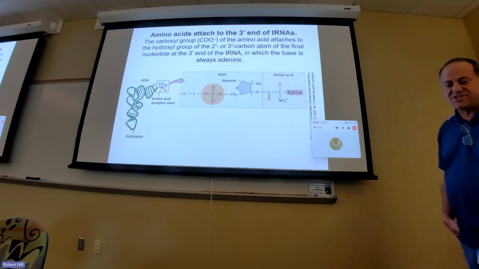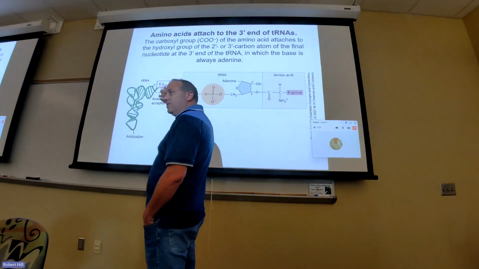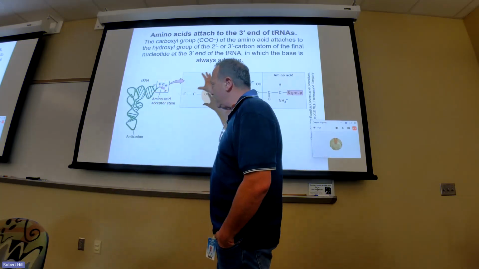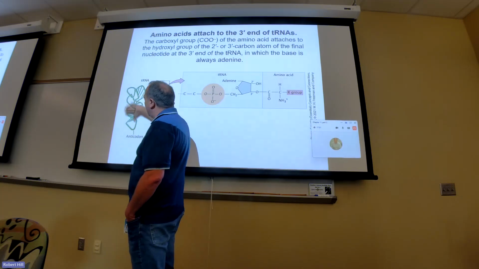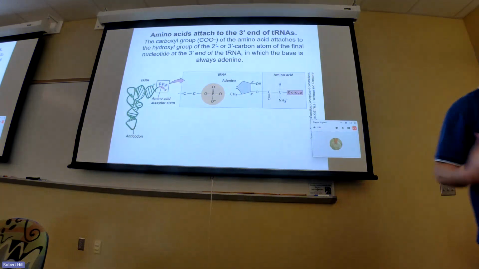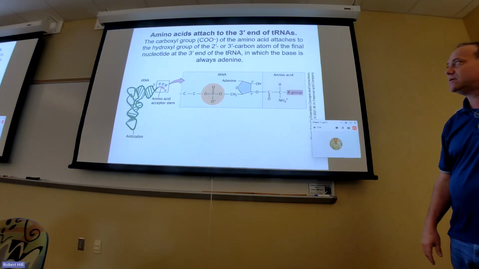So every tRNA on the 3' side has a CCA sequence. That's the terminal nucleotides on the 3' end. This over here is called the DHU arm, and it's involved in the large ribosome when that tRNA comes into the complex.